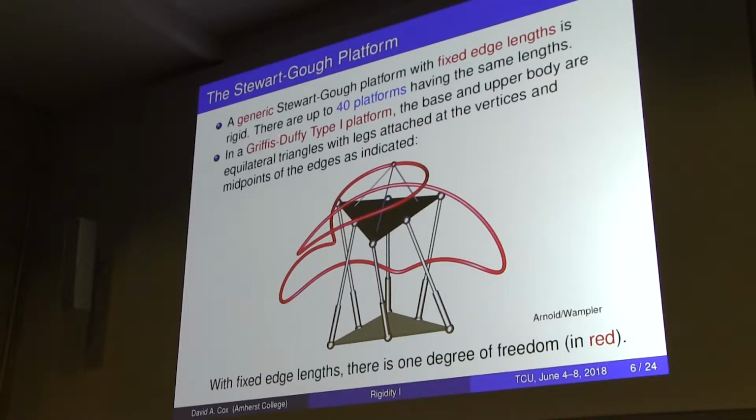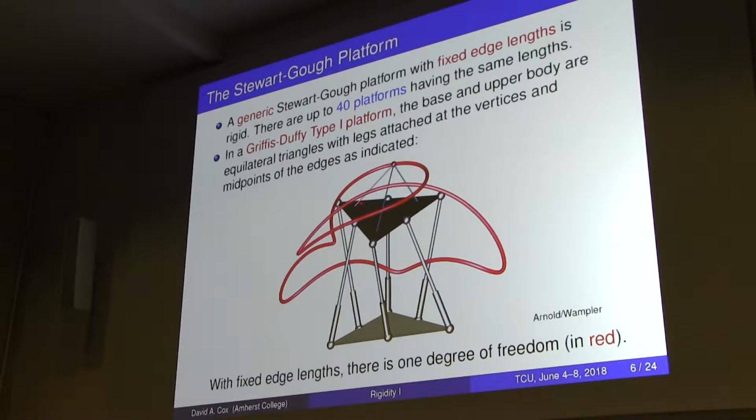But if you do something more special, there's a Griffis-Duffy type 1 platform. In this case, the upper and lower bodies are equilateral triangles. The attachment points are the vertices and the midpoints, and you alternate: you attach a vertex to a midpoint to a vertex, and just go around. And it turns out that once I lock the edge lengths, turn this into a bar and body framework, this guy moves, and this is a wonderful picture made by Doug Arnold and Charles Wampler.